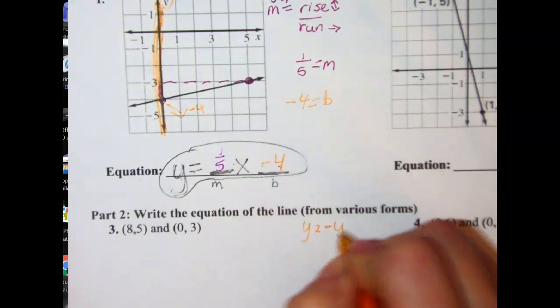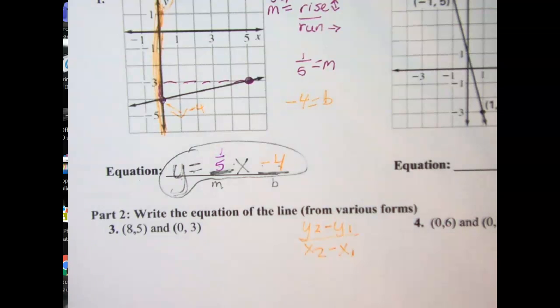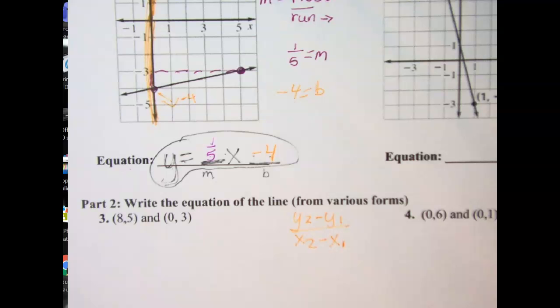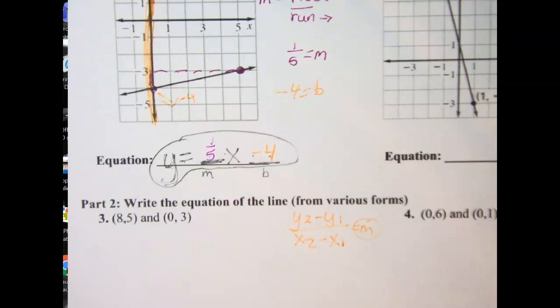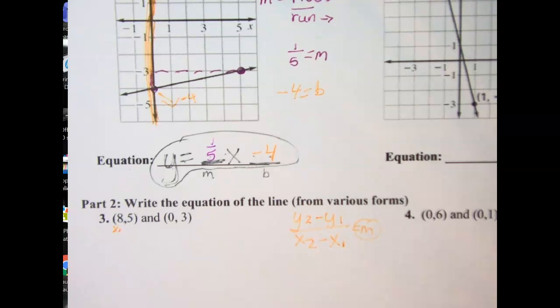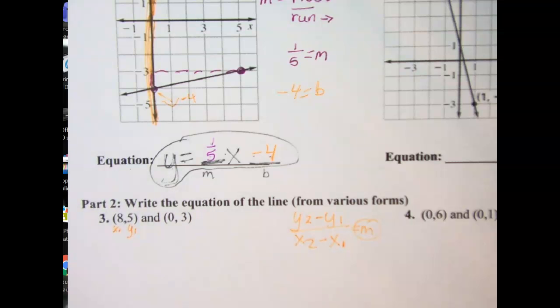y2 minus y1 over x2 minus x1. And we'll talk about real quick what those mean in a second, but that's going to give you your slope. So we just label these points. This is x1 because it's the first x I see. This is y1 because it's the first y I see. This is an ordered pair, so it goes x, y. That's the reason why we label those that, and that's where the formula came from.